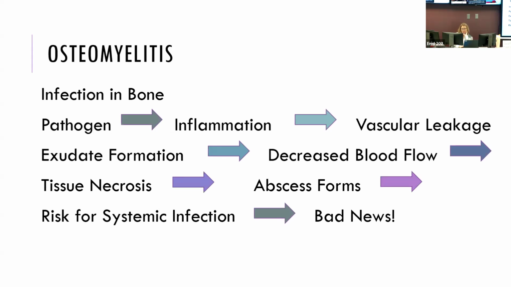So infection in the bone, so you have the pathogen that enters the bone and it causes the inflammation. You have vascular leakage, exudate formation, there's a decreased blood flow, and then tissue necrosis begins, breaking down the tissue in the bone. An abscess can form, and it can also go to your system. It can be a systemic infection, which is bad news.